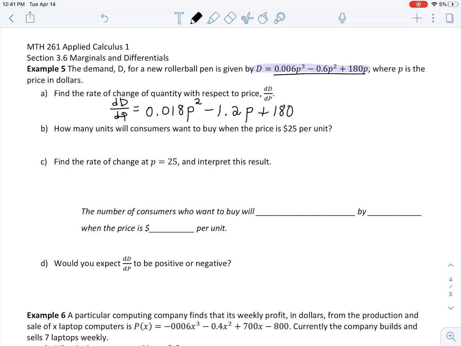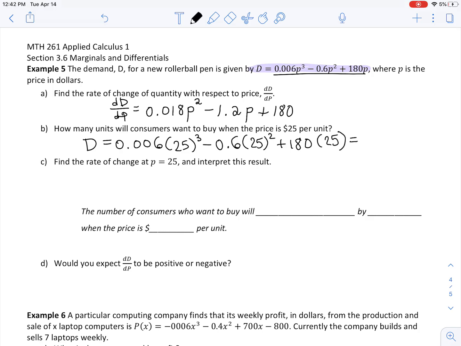All right, B, how many units will consumers want to buy? What's going to be the number of demand, when the price is $25 per unit? Are they asking you for the rate of change or anything like that here? Not really, right? How many units will consumers want to buy? How many will they want? What's going to be the demand? So in this one, we're just simply finding the D value. So plug it into the original function. I remember on our first exam, a lot of you were plugging in the x value into the derivative function instead of the original function. But you just have to read it carefully to see where to plug in our number.